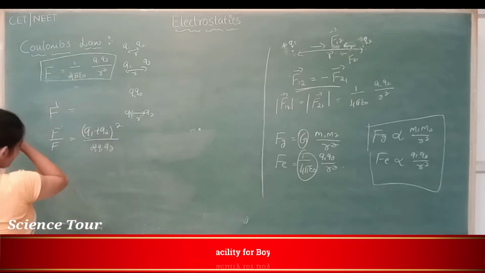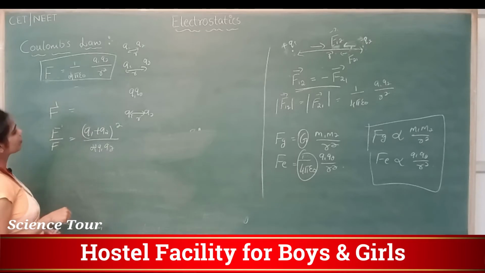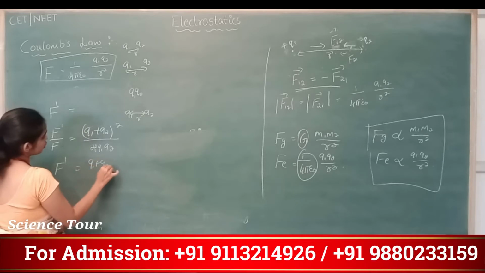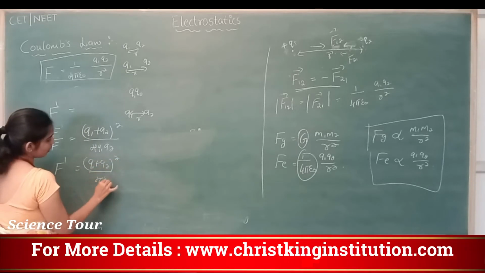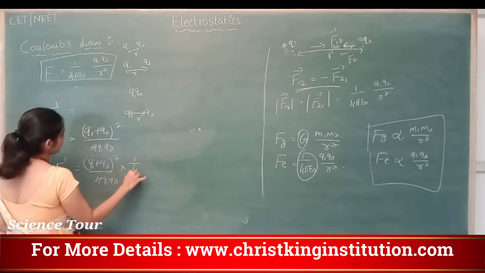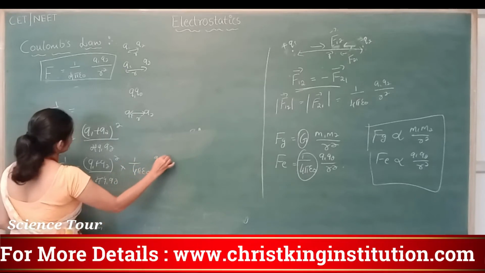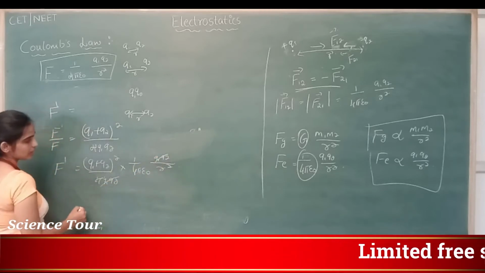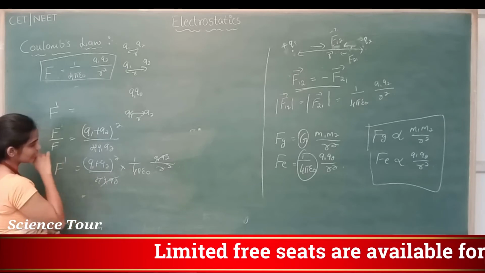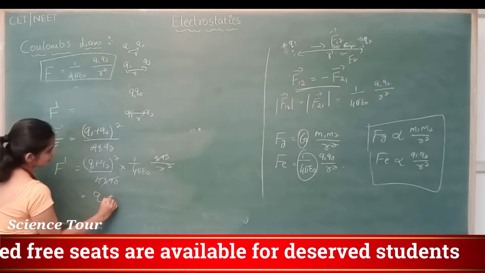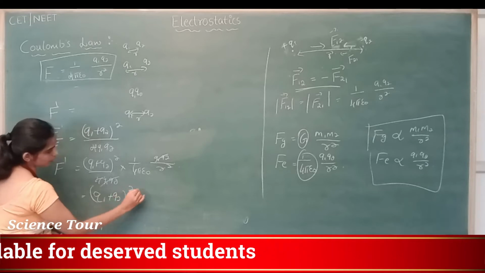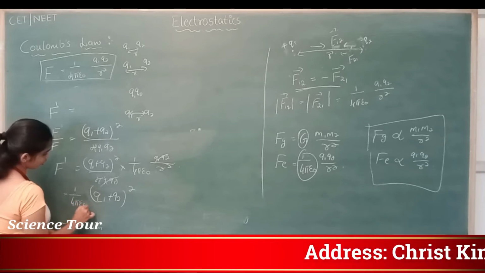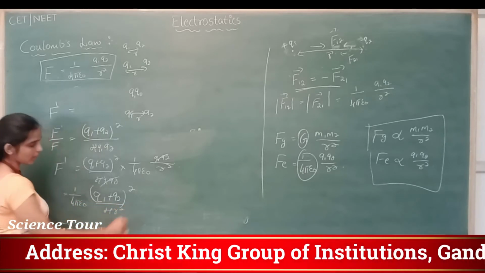Then what will be your F dash? So you can find out, right? F dash is equal to Q1 plus Q2 whole square by 4 Q1 into Q2, into F, which is 1 by 4 pi epsilon naught Q1 Q2 divided by r square. Q1 Q2 gets cancelled. So what do you get? Q1 plus Q2 whole square, 1 by 4 pi epsilon naught divided by 4 r square.